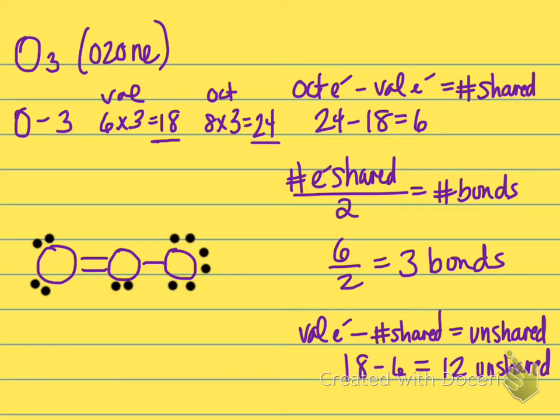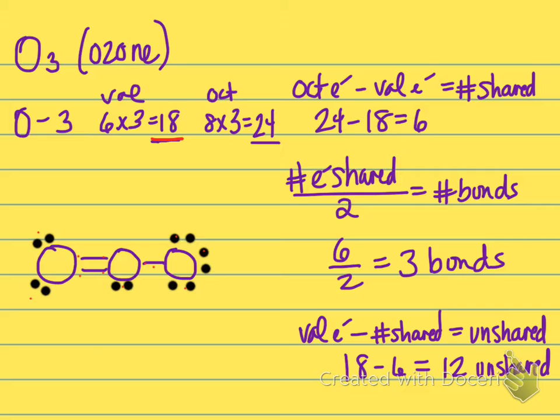Now, let's do our quick check in terms of octet satisfaction and the number of valence electrons total. First, we'll check total number of valence electrons, 2, 4, 6, 8, 10, 12, 14, 16, 18. Hey, we're good. Now, let's check each individual atom to make sure they're satisfied. We've kind of already done this. 2, 4, 6, 8. 2, 4, 6, 8. 2, 4, 6, 8. Great! Everybody's happy. We're done! Wait, no we're not.